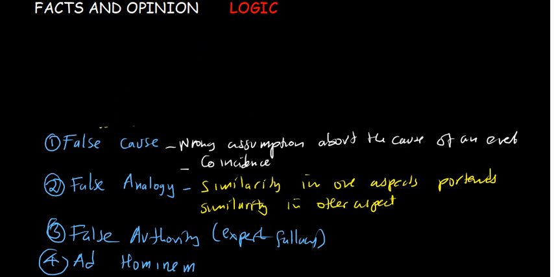So apart from that, we also have hasty generalization. Okay, hasty generalization. This reaches a conclusion without sufficient logically justifiable evidence. It is haste, as you can see from the word. You make a conclusion without justifiable evidence.